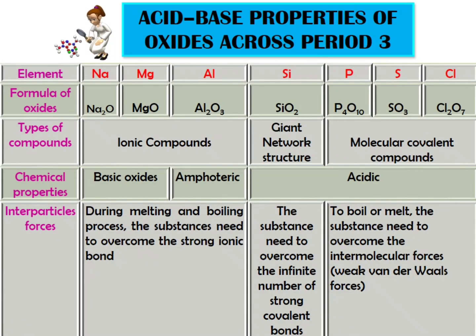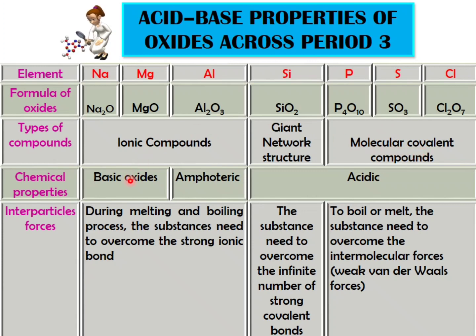Alright guys, so this is the summarize of acid base properties of oxide across period 3. Okay, so kat sini saya dah summarizekan. We have sodium, magnesium, aluminium, silicon, phosphorus, sulfur and chlorine, and we have the formula of oxide here. And I also give the type of compound. Okay, for metal, if combined with oxygen, it will form ionic compound. While silicon, it will form giant network structure. It means that the bigger structure. Okay, and then for the phosphorus, sulfur and chlorine, when react with oxygen, it will produce a covalent compound.